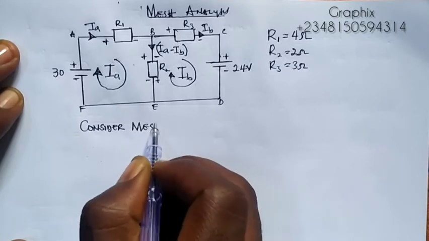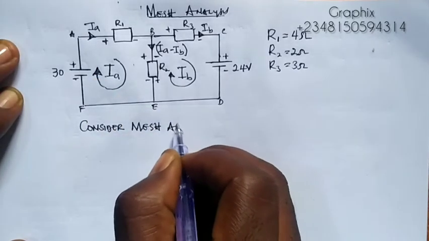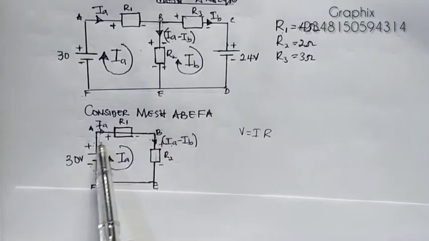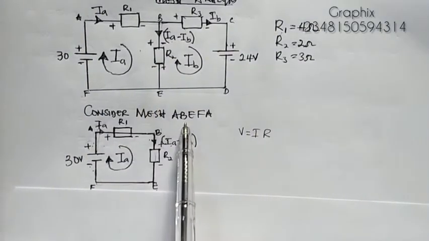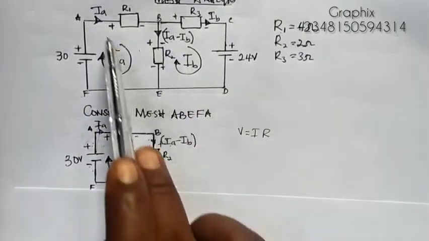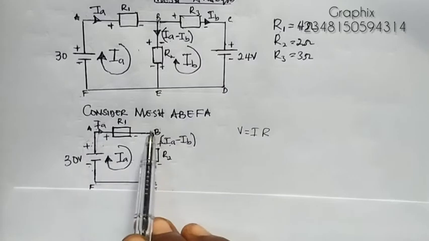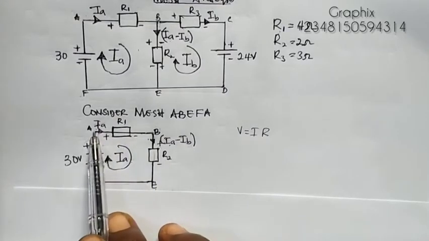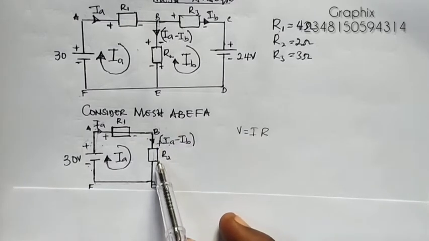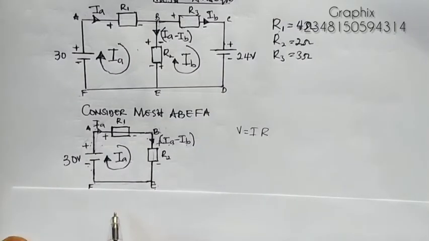So we'll consider mesh A, B, E, F, A. This is what we are having. The mesh A, B, E, F, A is a closed loop that we start from A and end at A. The current flowing through AB, that is through resistor R1, is IA. The current flowing through BE, that is through resistor R2, is IA minus IB.